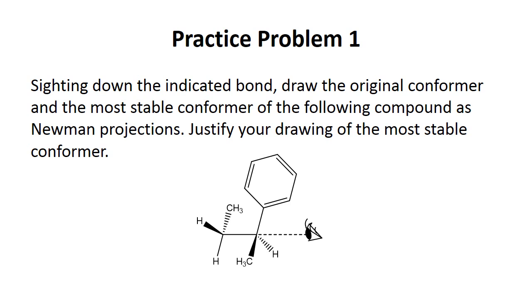Now, let's review. We have two kinds of energy we have to worry about. Torsional strain, where you have a 0-degree dihedral angle due to bond overlap, and steric strain, caused by collision between atoms. So those are the two kinds of energy you want to minimize when you want to draw the most stable conformer. At this point, you want to pause the video in order for you to work on the practice problem.